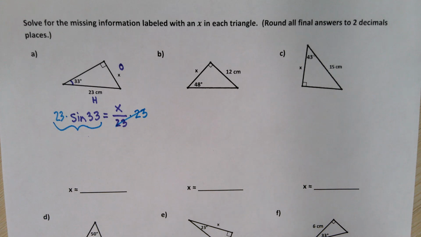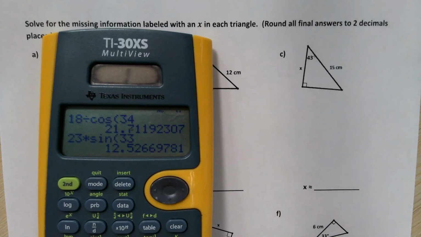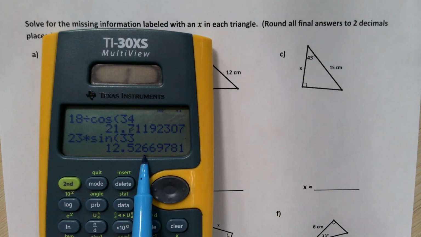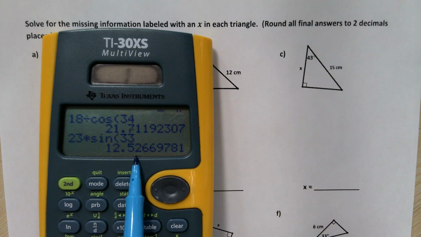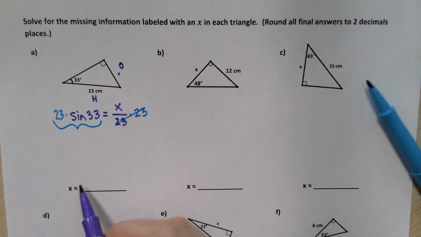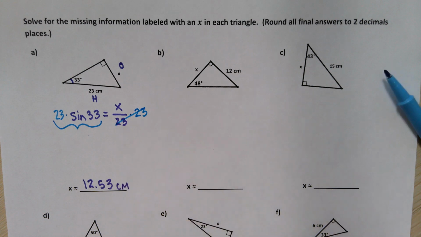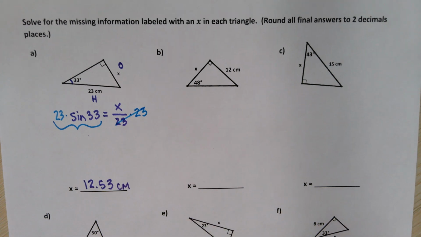23 times the sine of 33 is going to give me 12.526. That 6 in the third slot tells me that that 2 needs to round up. So 12.53 will be my rounded answer for x. Still centimeters as our units.